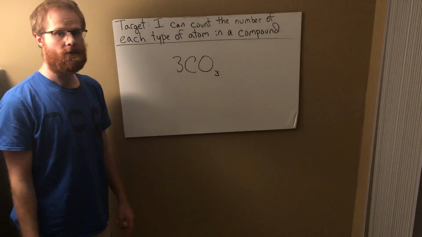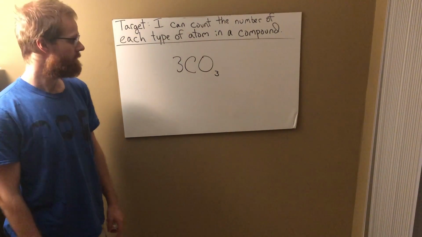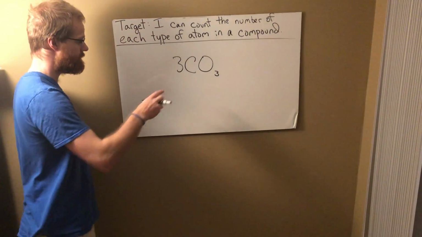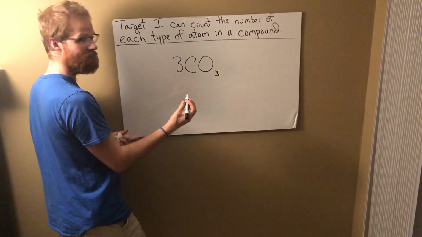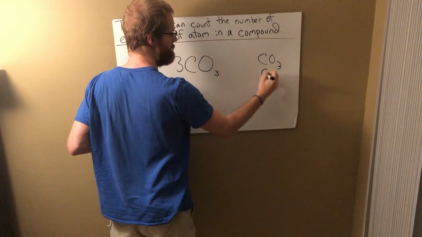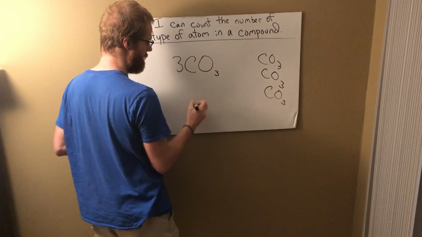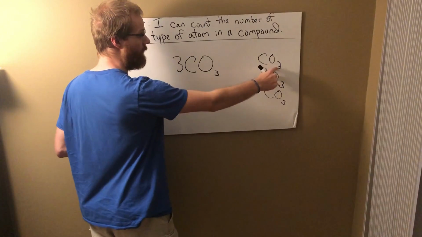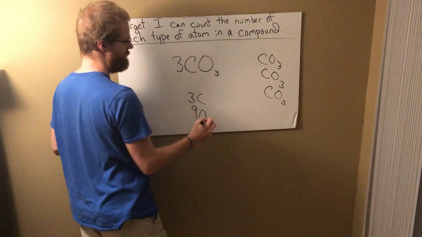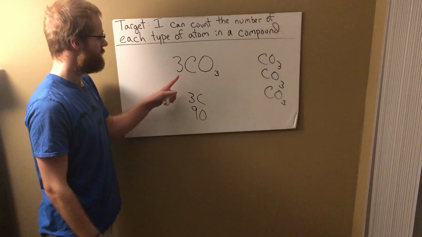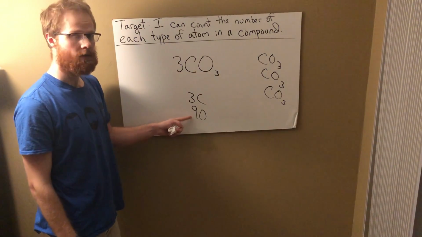How many carbon atoms are in this molecule, and how many oxygen atoms are in this molecule? Let's go over it. So there are 3 groups of CO3. So if we were to just draw this out, CO3, CO3, CO3, we'd have 1, 2, 3 carbon atoms, and we'd have 1, 2, 3, 4, 5, 6, 7, 8, 9 oxygen atoms. All right, let's check our work. 3 times 1 is 3, and 3 times 3 is 9.